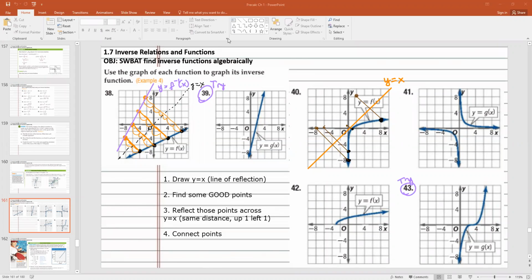All right. And then connect it. So it's going to be really messy because, yeah, don't expect the best. Oh, that's pretty good. All right. That's not bad. So there you go. That's your y equals inverse of f of x.